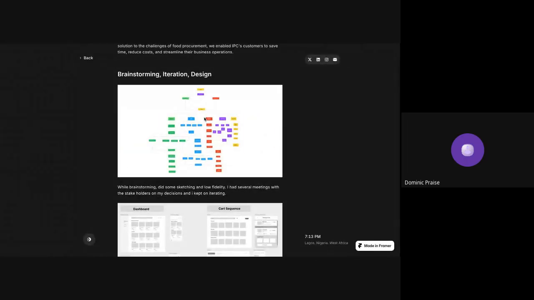So the person didn't just show us straight into their Figma. The person walked us through what they were thinking, what they were thinking about it.